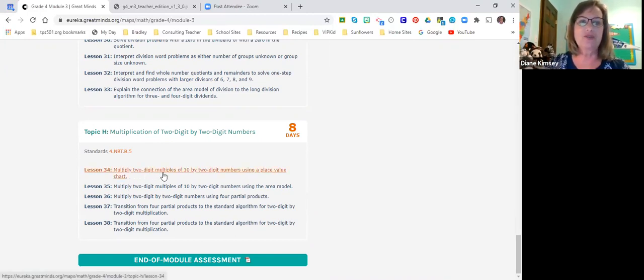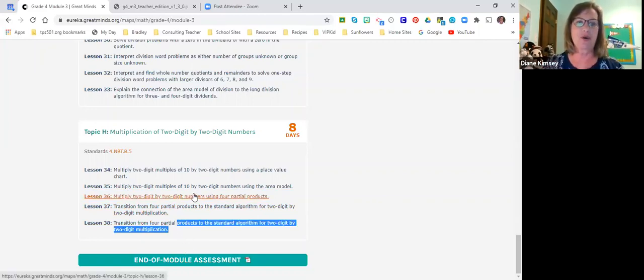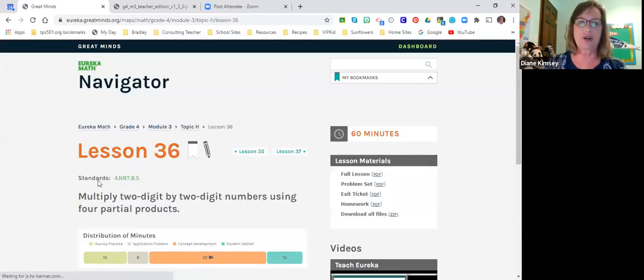So we have multiplied 2-digit multiples of 10 by 2-digit numbers using place value chart, multiply 2-digit multiples of 10, multiply 2-digit numbers. You're seeing that throughout here, okay? Transition from 4 partial products to the standard algorithm for 2-digit by 2-digit. You see how important it is to know your vocabulary and know what in the world this means? Because these are the learning objectives. This is what you're going to have to teach your kids. I'm going to go ahead and bring up here, multiply 2-digit by 2-digit numbers using 4 partial products.